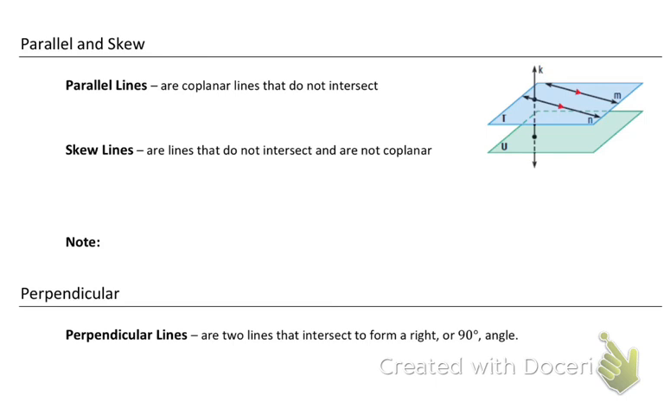Those are coplanar lines that do not intersect. So you could see M and N both go the same direction. As long as they're going the same direction, they're parallel and they don't intersect, obviously.